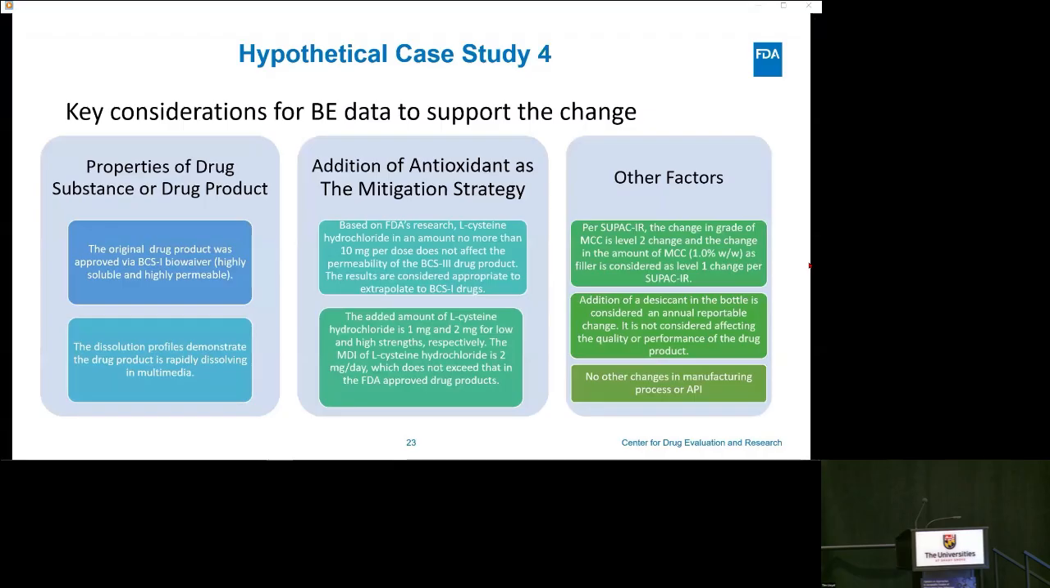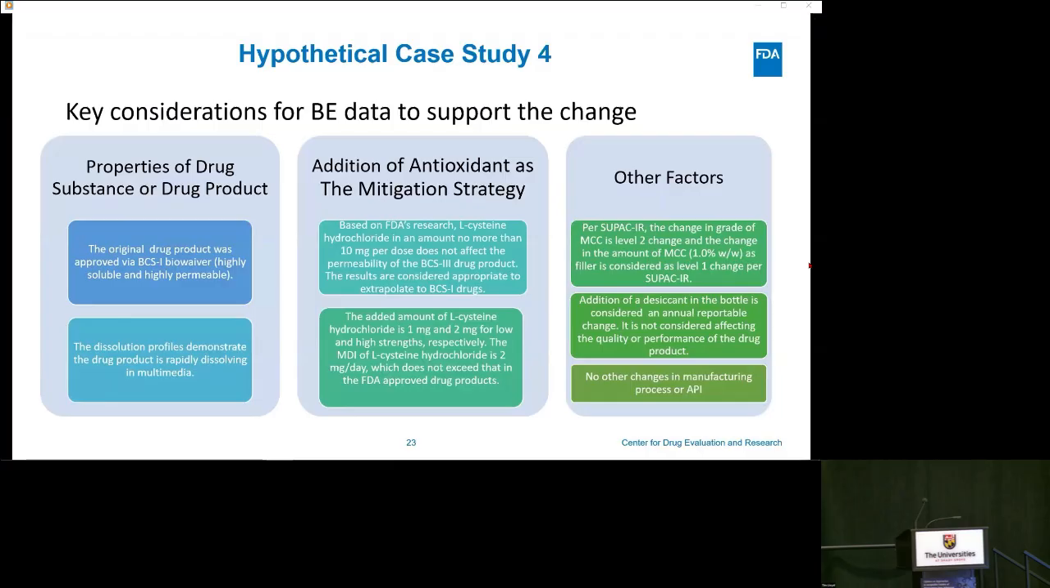In this case, the drug substance is a BCS1 class. The drug product is rapidly dissolving. The added L-cysteine is less than 10 mg per dose and is not considered affecting the absorption of the drug product. The MDI of added cysteine in both strengths is below that in the FDA-approved drug product.